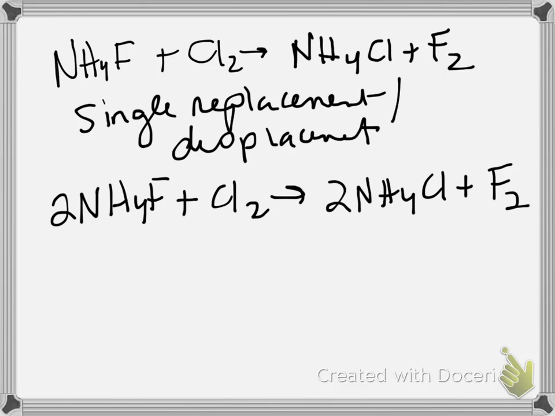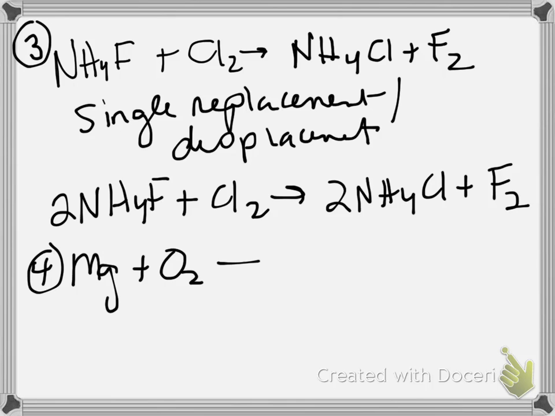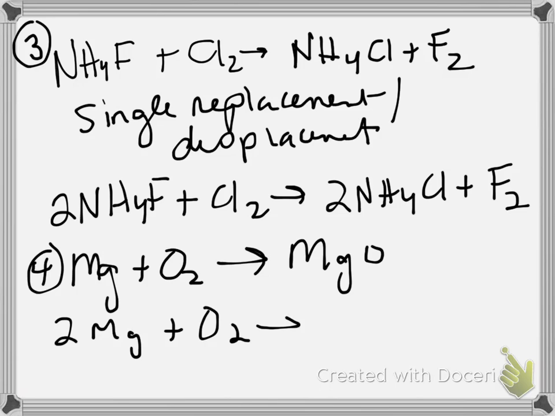Okay. Number 4, there's only one thing to do with this. So number 4 is interesting, and one person got something that nobody else did. So there are two things coming together. There's only one product that we can possibly form, and that's magnesium oxide. And you have to remember the charges on magnesium and oxygen and write a correct formula. So to balance it, it's going to be 2 magnesium plus oxygen O2 yields 2 magnesium oxide.